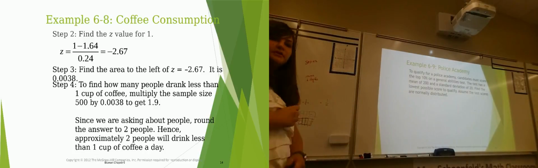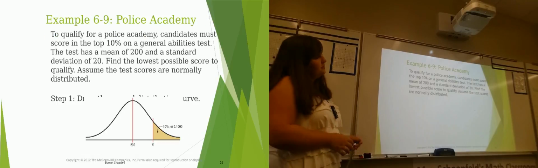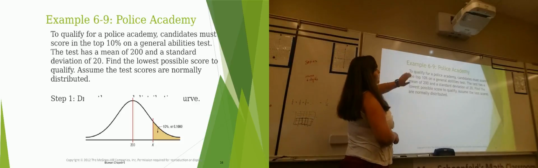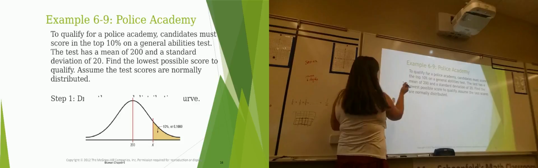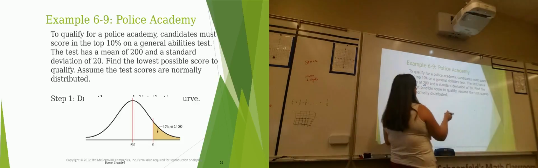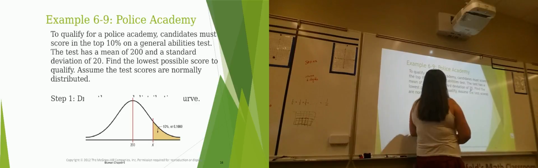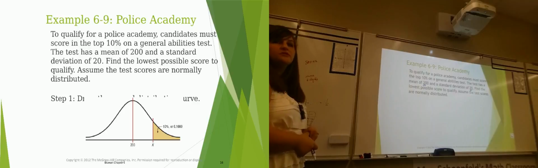Okay, more examples. To qualify for the police academy, candidates must score in the top 10% of the general abilities test. The test has a mean of 200, so that's my mean, and a standard deviation of 20, that's my sigma. Find the lowest possible score to qualify. Assume the test scores are normally distributed.